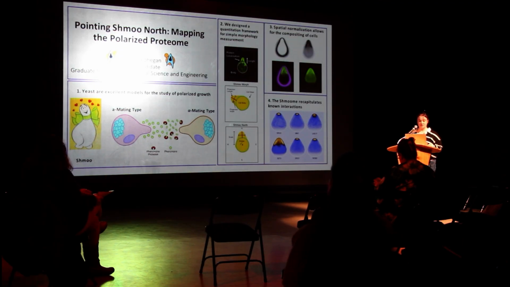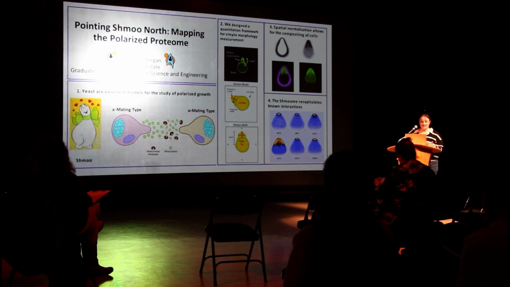This change in shape in response to an external stimulus is called polarized growth, and many different cells, including macrophages of your immune system, neurons in your brain, and cancer cells, exhibit polarized growth. Yeast are therefore excellent models to study polarized growth, as we can reliably induce this response in lab with purified pheromones.